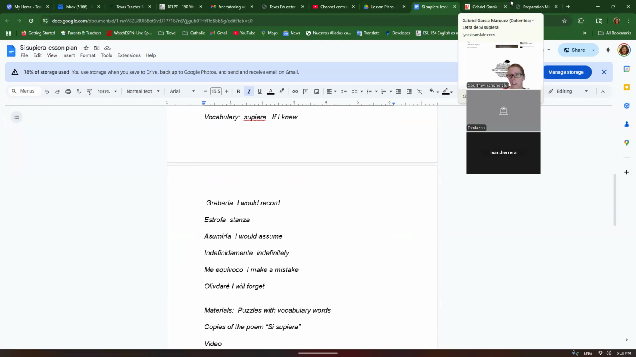So it's super easy to do. So you don't have to know the codes. You don't have to have an international keyboard or anything like that. So that's the lesson plan.